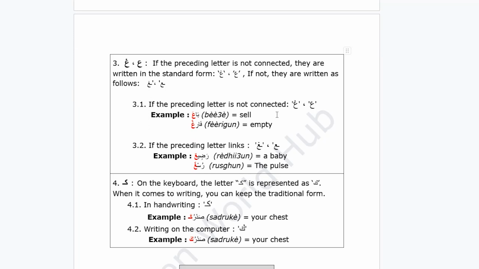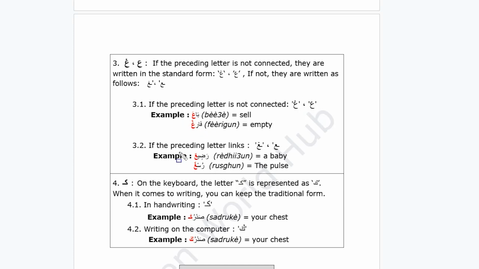Now let's see the letters A and Ra at the end. A and Ra could be written the same as the standard form when the preceding letter does not connect at left. For example, this letter is the sign of elongation, so it is not connected at left. I will leave a space and write A the same as the standard form. In Farighun, we have Ra. It belongs to the list of letters that do not link at left, so I will write Ra as the standard form.